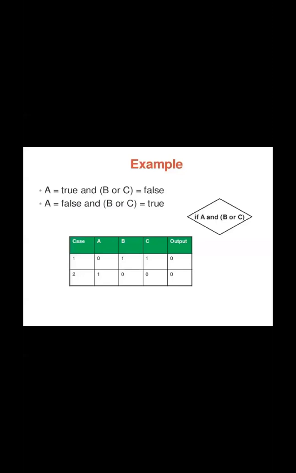So they have given you one simple example: A equal to true, or B or C is false. If it is a logical or Boolean expression with AND, if the values of A and B are both 1, then only the output will be 1. If it is OR, if any one value is 1, then the expected output is 1.